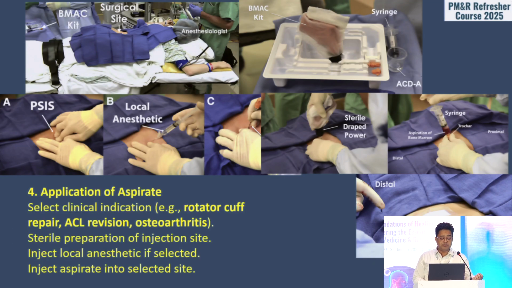Now application of the aspirate. Select the clinical indication, like rotator cuff repair, ACL revision, or osteoarthritis. Sterile preparation of the injection site should be maintained, inject local anesthetic if selected, and inject the aspirate into the selected site.